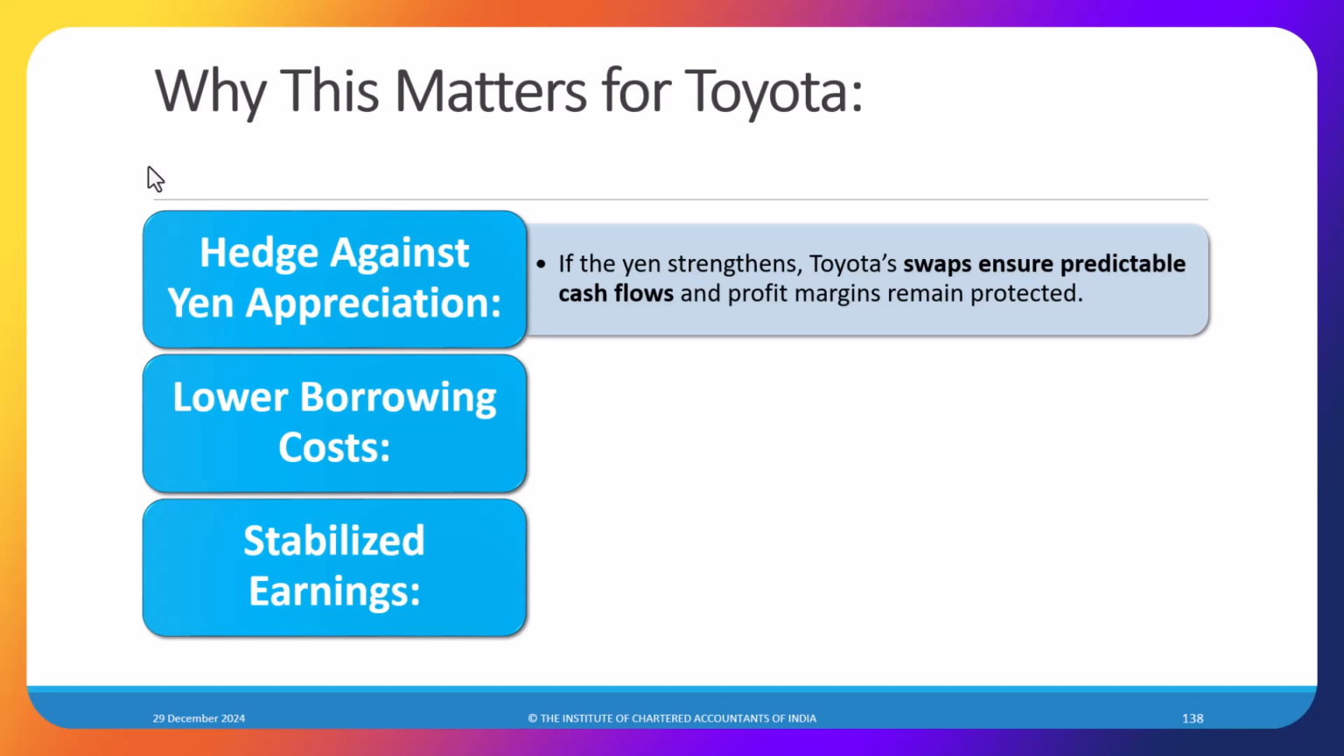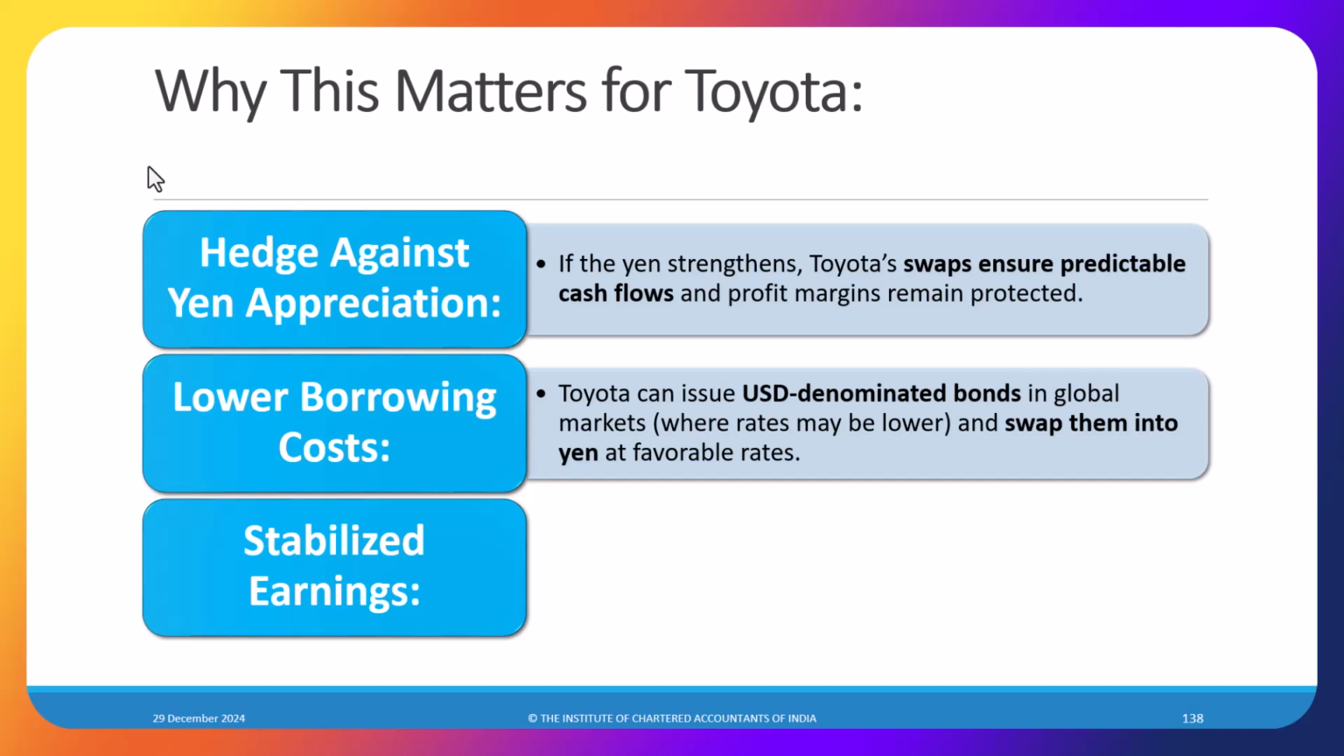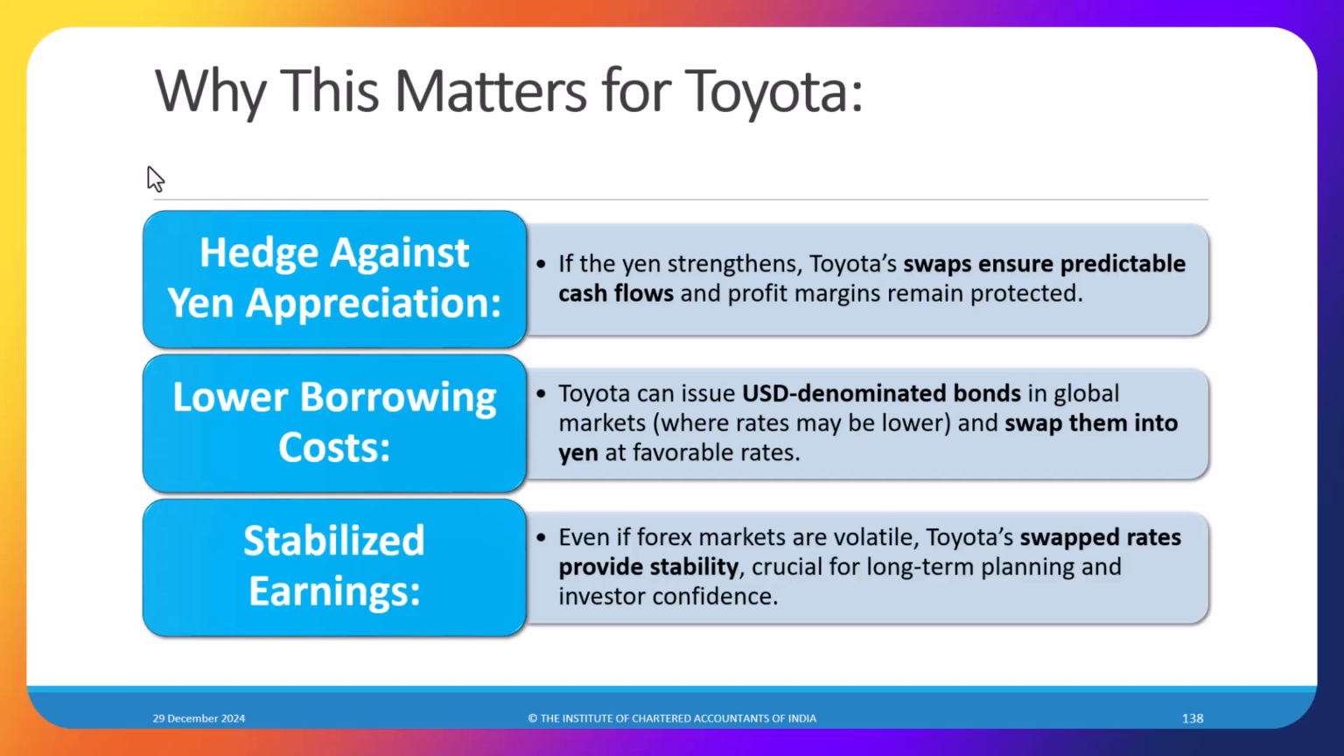Okay. Now alternatively, instead of taking a currency swap, Toyota can issue US denominated bonds in the global market where the rates may be lower. So either they can go to a bank or financial institutions, or they can raise bonds. Whichever is cheaper, they will go for that and swap them into yen at favorable rates. So they are going to issue US denominated bonds, and the money which they get in dollars, they are going to swap into yen. Even if the forex markets are volatile, Toyota's swapped rates provide stability, crucial for long-term planning and investors' confidence.